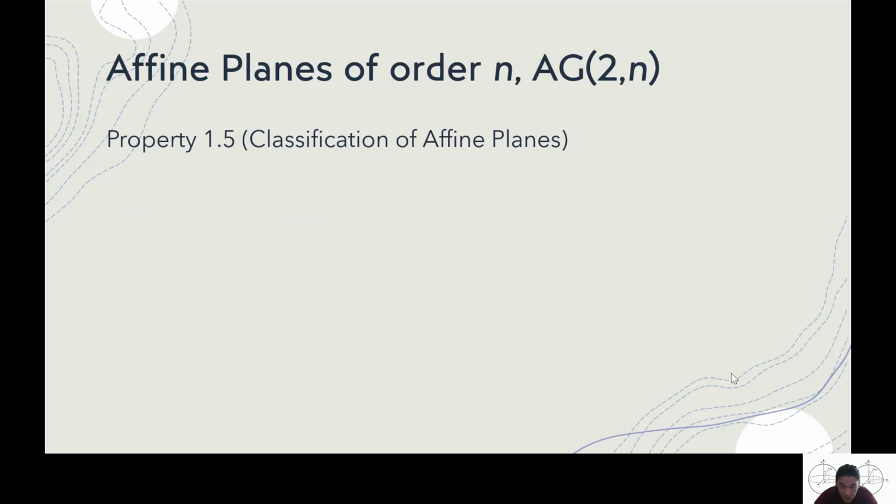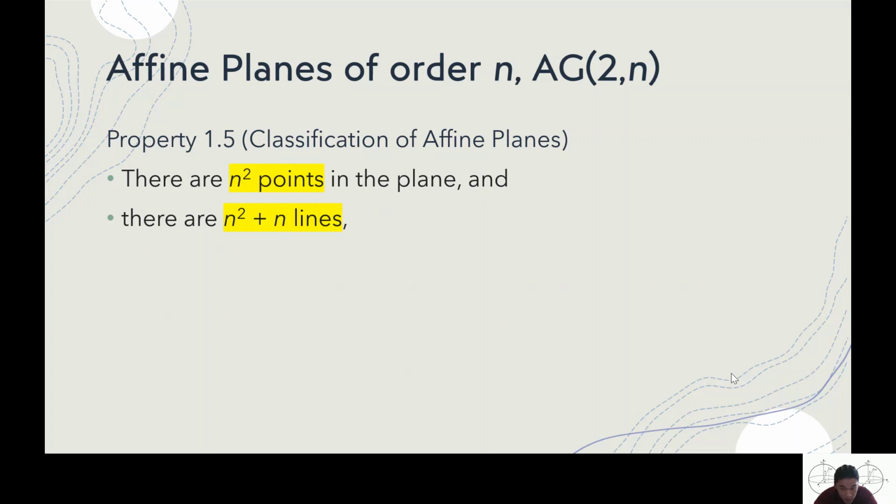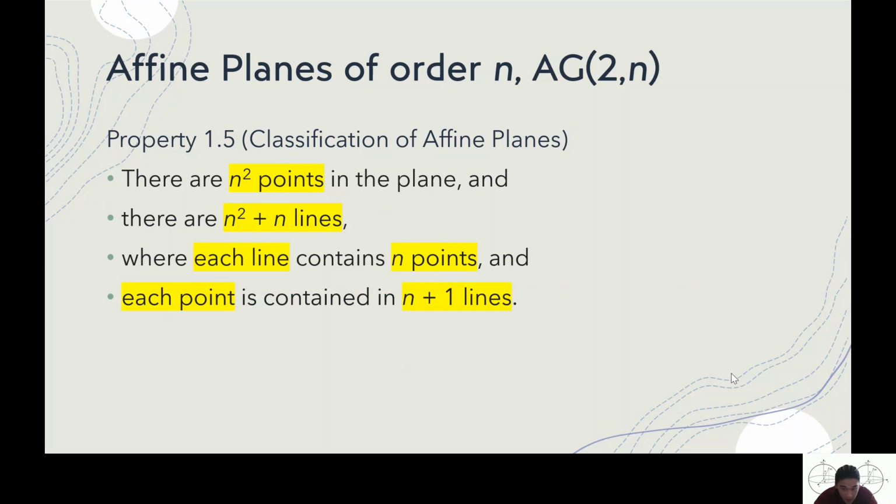Now, we can also use some nice combinatorial arguments to arrive at the following properties. Assuming that there exists some affine plane of order n, there will be n squared points in the plane, and the plane will have n squared plus n lines. Each line contains n points, and each point is contained in n plus 1 lines.